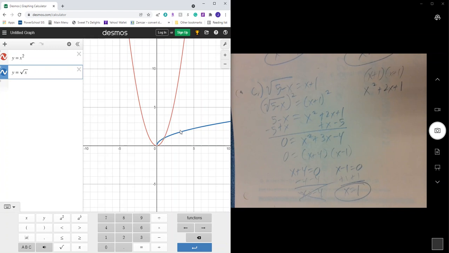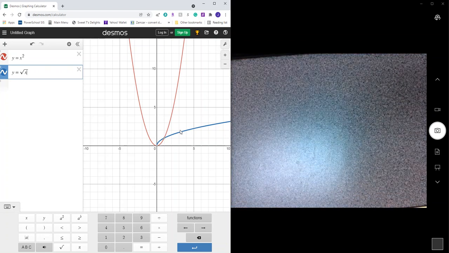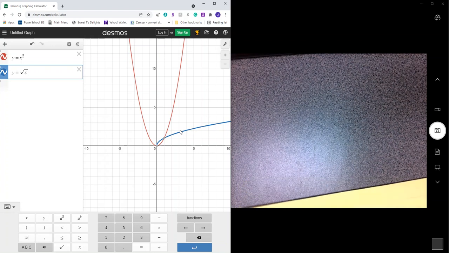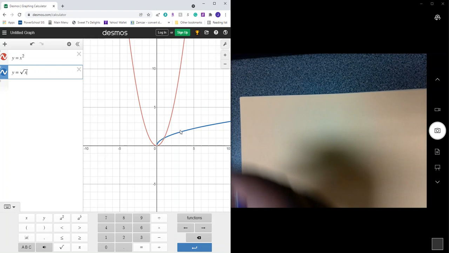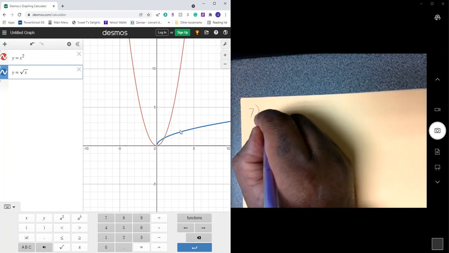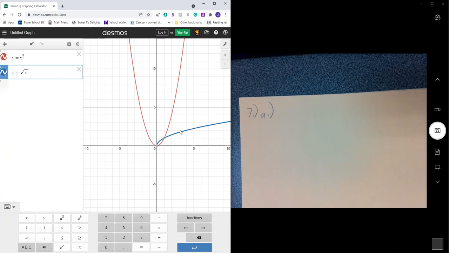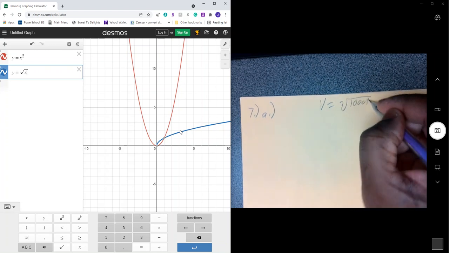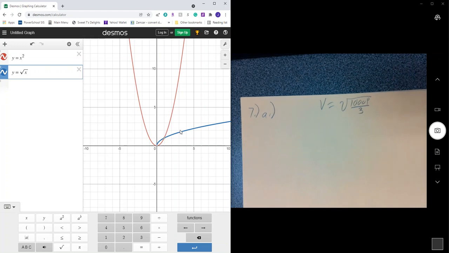Okay, now, the next problem that we're going to do is problem number 7. And problem number 7 is actually on the next page. So problem number 7, we have 7a. It says a pressure gauge on a bridge indicates a wind pressure P of 10 pounds per square foot. What is the velocity v of the wind if v is equal to the square root of 1000p all over 3, where velocity is measured in miles per hour?